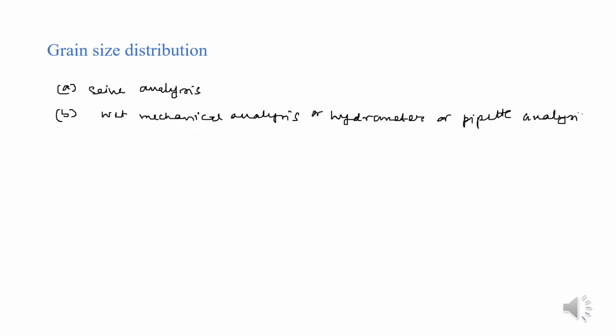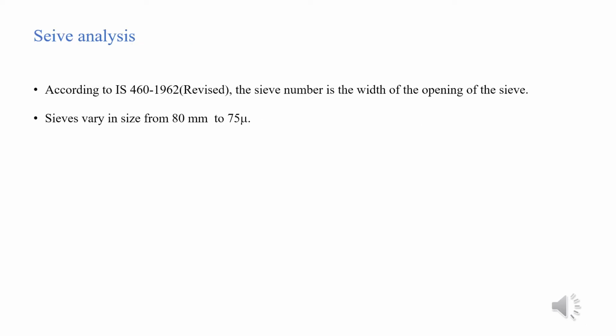Usually for coarse grained soil, the grain size analysis is carried out by sieve analysis, whereas fine grained soils are usually analyzed by the hydrometer method or the pipette method. Usually a soil contains both coarse grained and fine grained constituents, so a combined mechanical analysis needs to be performed, which consists of both the sieve analysis and the hydrometer analysis.